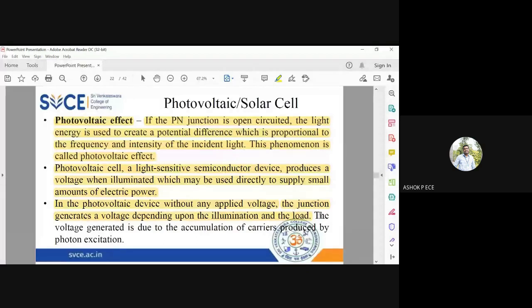So the voltage is generated by the accumulation of carriers produced by the photon excitation. Photons will excite the electrons from the valence band to go to the conduction band, and those electrons flow from the photovoltaic cell to produce current. And if you connect a load resistance, you can get output voltage from the load resistance. Okay, so this is the principle of the photovoltaic effect.